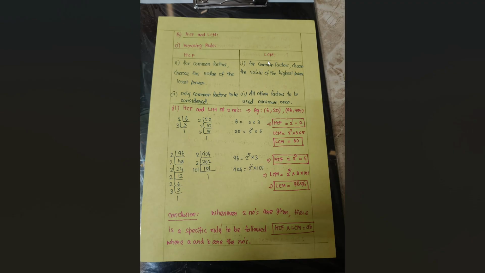Under common factors, you have to choose the value of the highest power, and all other factors are to be used a minimum of once. So here in HCF, you have only common factors to be considered. So I have solved an example. Let us understand these examples better.